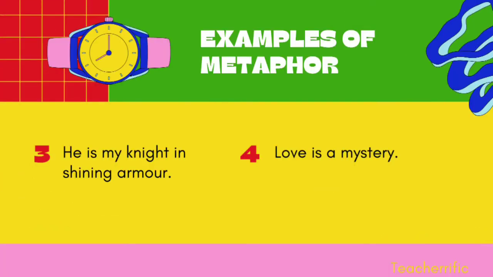Here are more examples of metaphor for you to understand better. Number 3. He is my knight in shining armor. The person, he, is being compared to a knight. Love is a mystery. In this sentence, love is being compared to a mystery.